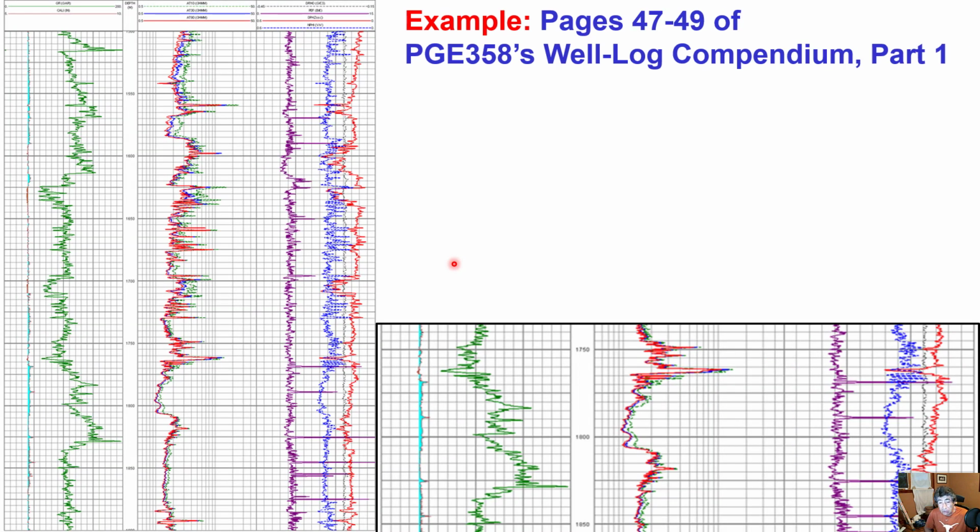Yet another more interesting example takes place in Texas in the Vicksburg Formation. Let's look at this example. This example is on pages 47 to 49 of the well log compendium. Here we have the gamma ray log, then we have the resistivity logs, the deep sensing in red, the shallower sensing in green, and then we have the density and neutron porosity logs expressed in Sandstone porosity units, where the density log is colored in red and the neutron log is colored in blue.